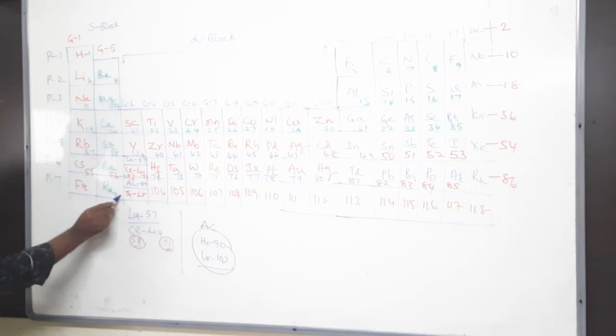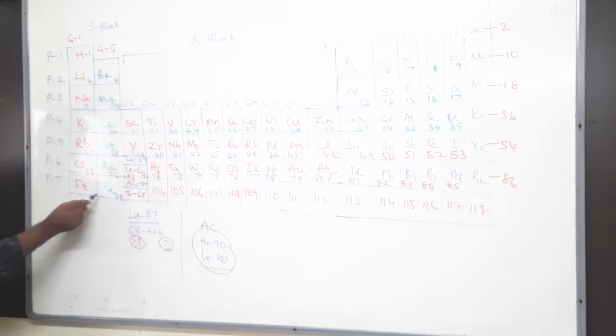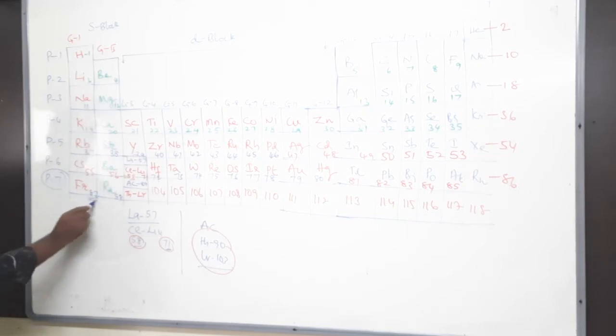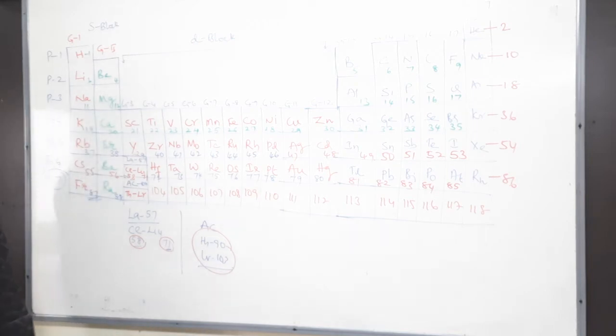This is 88, no? 89, 88, no? This is what? 87. So therefore, 7th period starts from 87. So therefore, the elements with atomic number more than 100, all belong to 7th period. You need not confuse it. Okay? Because 87 onwards, all are 7th period.